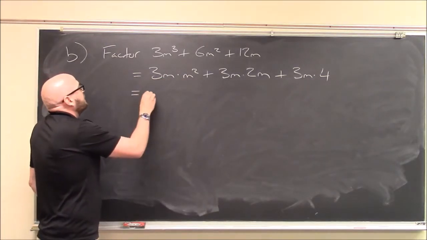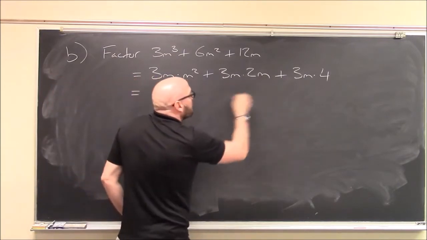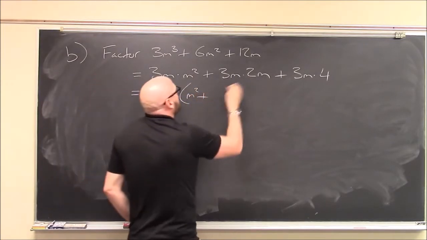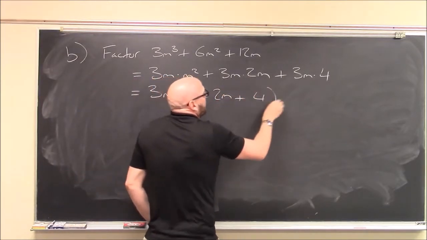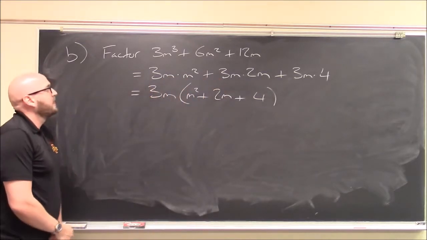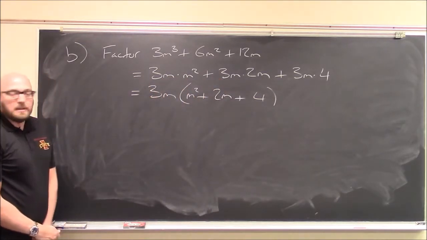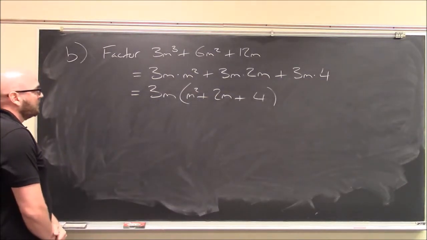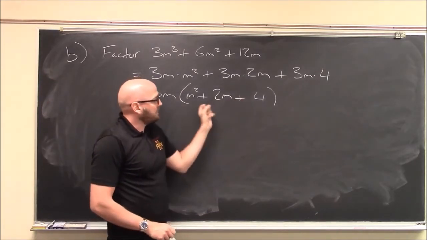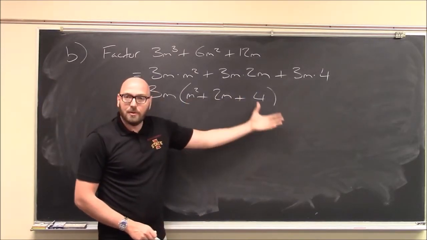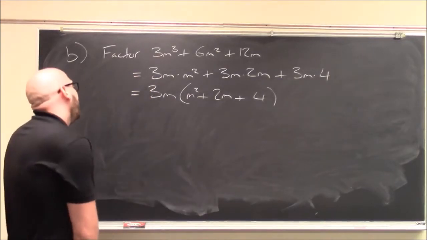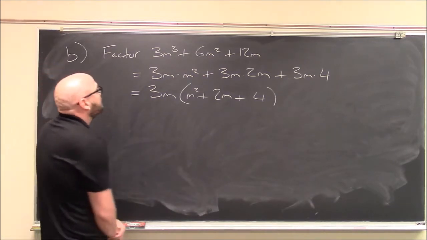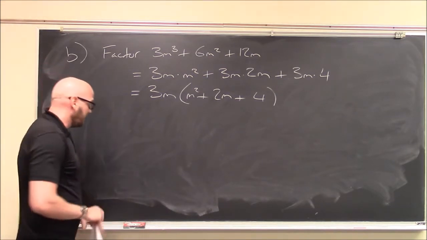Alright, so if I were to factor this, I've got 3m common to every single term, so this is 3m times m squared plus 2m plus 4. And this polynomial is now factored. It's factored as one polynomial times another. Sometimes you'll still have stuff left in here that you can factor. Sometimes this polynomial will be able to factor again. But in this case it doesn't look like I can, but we'll get to that.